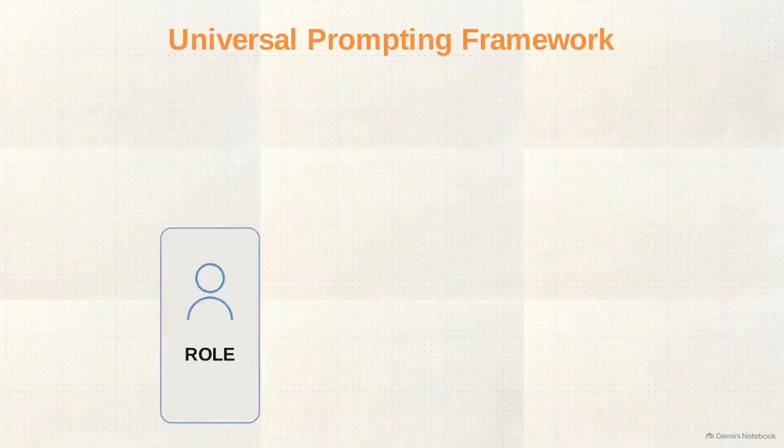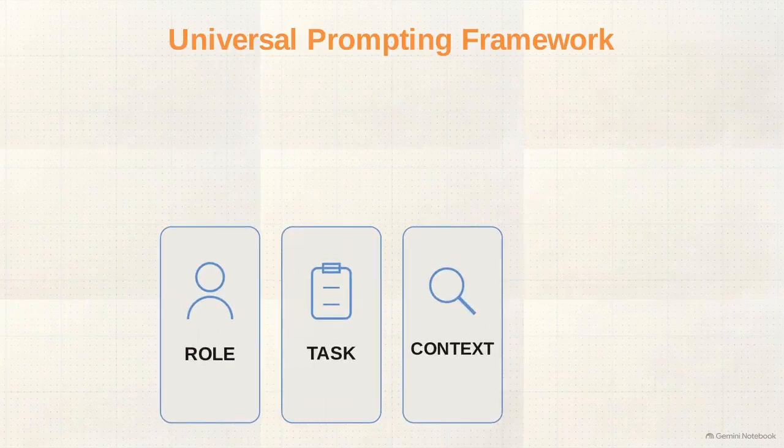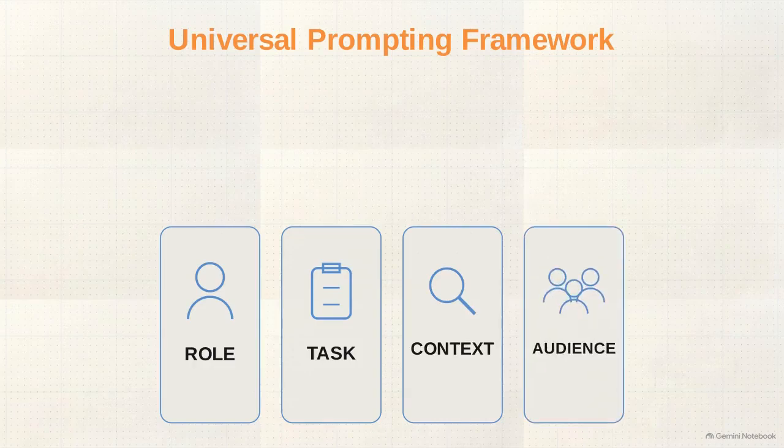This architectural diagram shows how that structure is built. We start with 4 foundational pillars: role, task, context, and audience. You are explicitly telling the AI who to act as, what to do, the exact background information it needs, and who the final output is for.